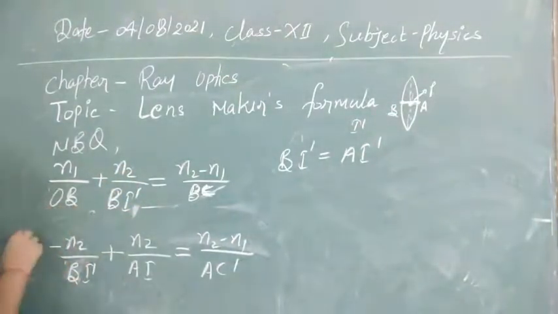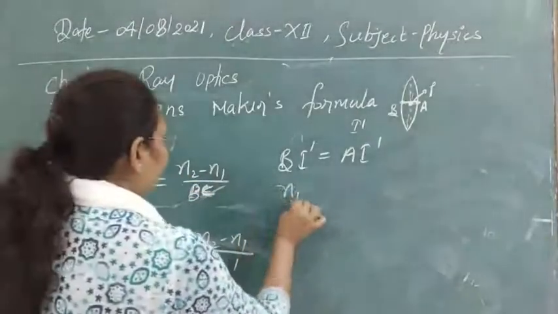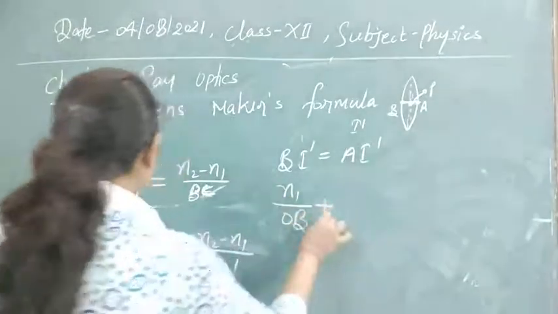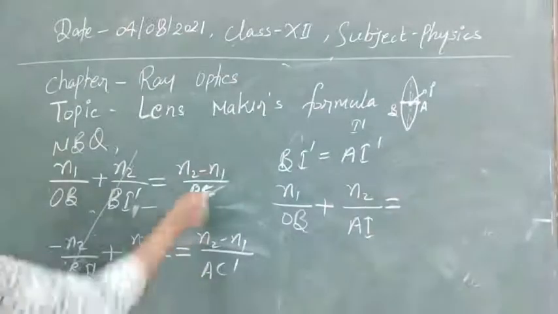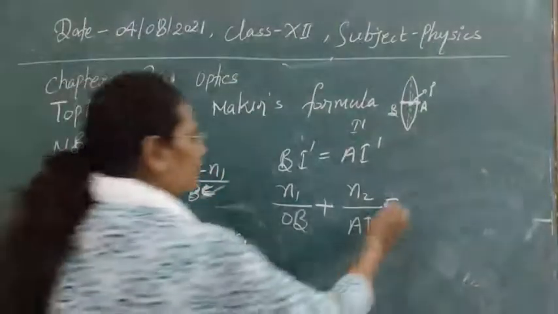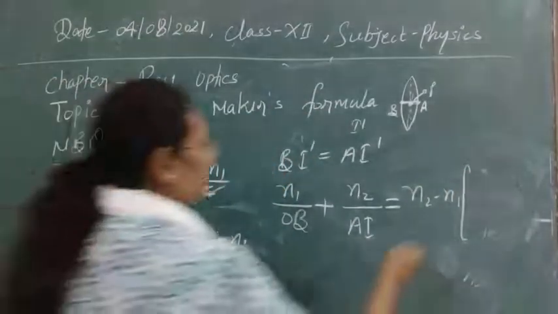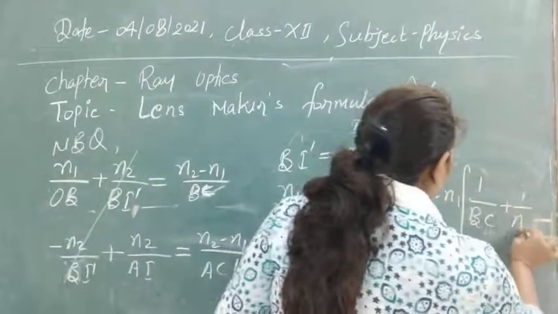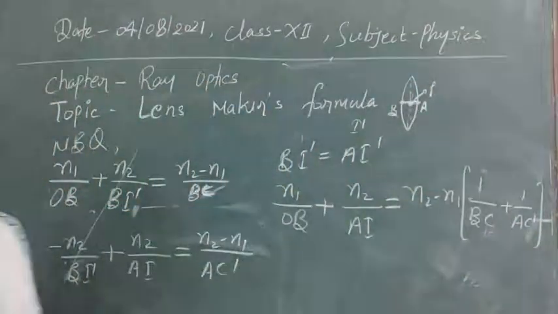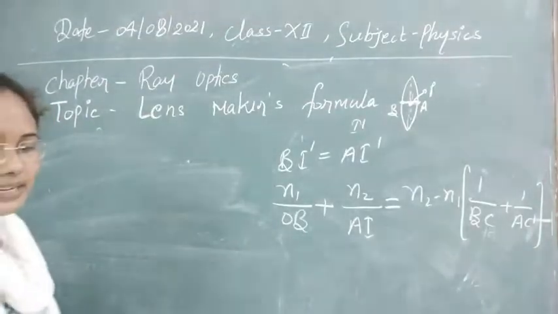In the next step, let's add these two equations, so these will be cancelled out. After adding, we have obtained N1 upon OB plus N2 upon AI, and this is equal to N2 minus N1, which is common. So this is N2 minus N1, and in the bracket we have 1 upon BC plus 1 upon AC dash. Now our work is almost completed. We have to just write the values with the help of sign conventions.